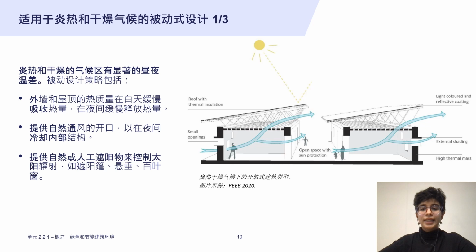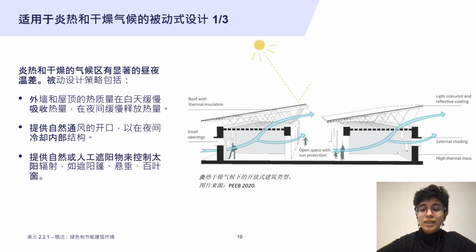In hot and dry climate zones, passive design takes advantage of the huge temperature difference between day and night. Thermal mass of exterior walls and roofs absorbs the heat slowly during the day and slowly releases it during the night.